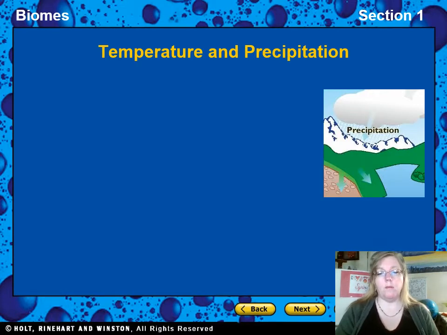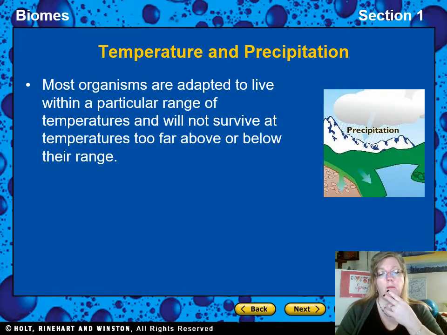All right, so temperature and precipitation. There are two main things that will determine a biome: temperature and precipitation. And I will ask you several times, what are the two main things that determine a biome? And you'll tell me temperature and precipitation. Most organisms are adapted to live within a particular range of temperatures and will not survive too far above or below that range.